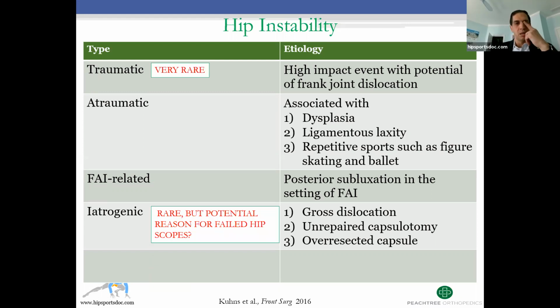As we look at these, the iatrogenic is a potential cause for failed hip scopes, and is part of the focus of this talk. Atraumatic is not uncommon. That's what I probably see the most commonly, making an effort to identify it if present, particularly with regard to hypermobility, and it's more common in females. For FAI-related subluxation, treating the cam essentially treats that effectively.